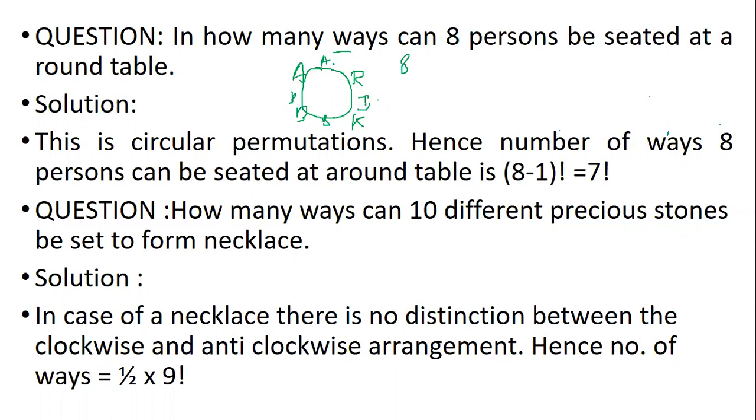Now I have 2 ways of solving this problem. One way is directly applying the formula. Now what is the formula? N minus 1 factorial, which is 8 minus 1 factorial, which is 7 factorial. So I have 7 factorial ways of arranging 8 people at a round table. That is what it means.